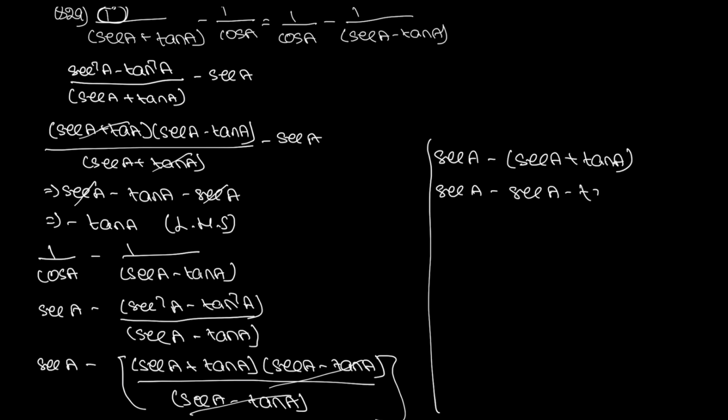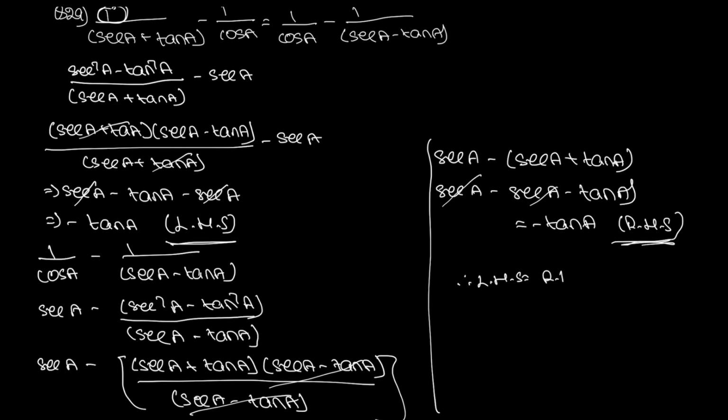Plus of minus is again minus tan A. This plus and minus gets cancelled. The remaining value is tan A. This is the simplified RHS value. So we see our simplified LHS and RHS values are the same, therefore LHS is equal to RHS.